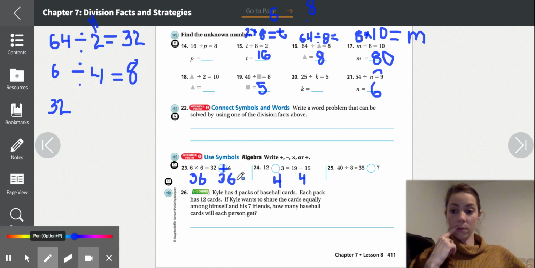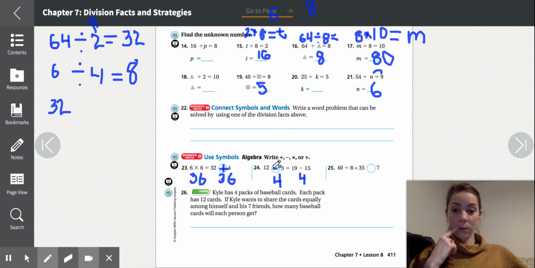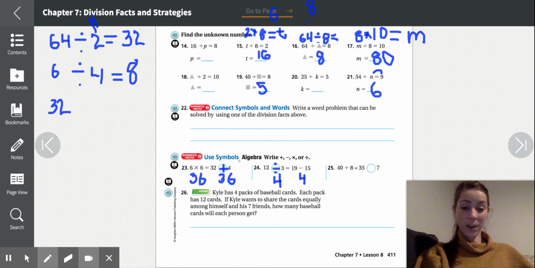Let's try the last one. Divided by 3. 12 divided into 3 groups is 4 in each. So that one should be division. Good job if you got that.